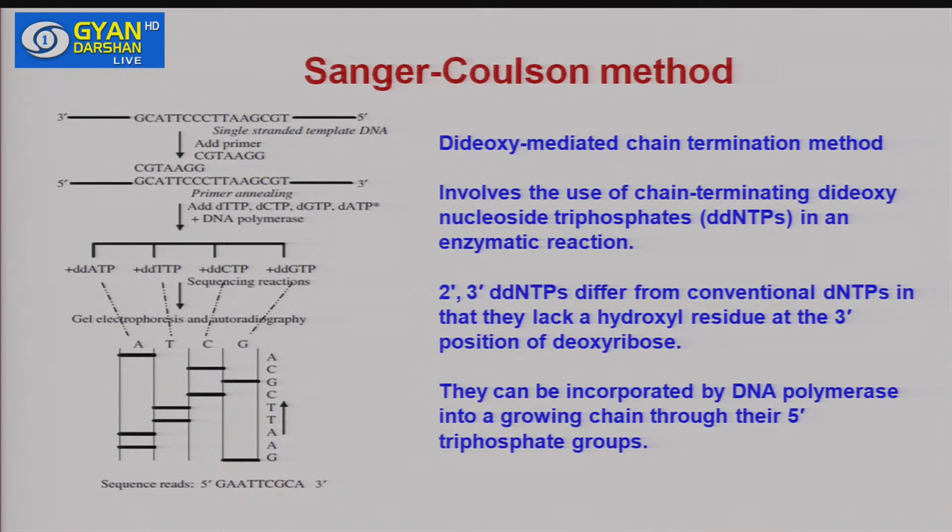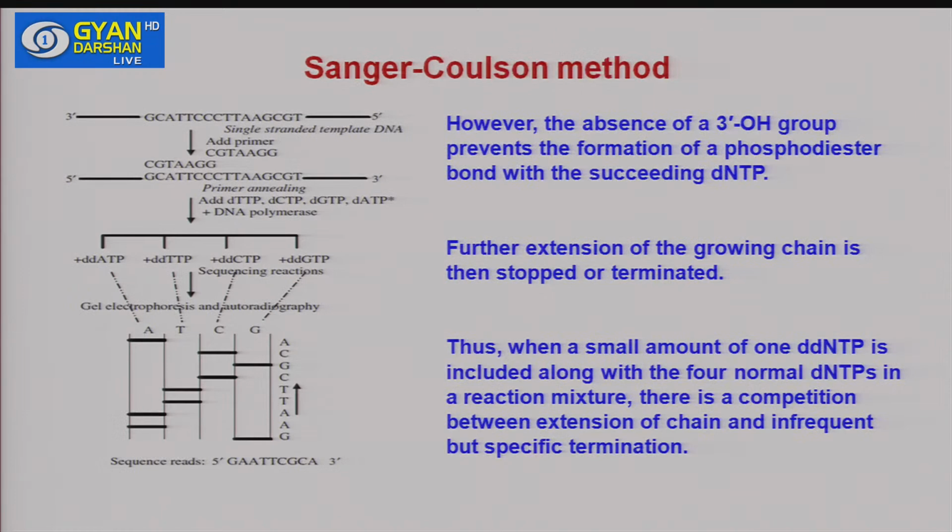Now what is the difference between ddNTPs and dNTPs? The ddNTPs differ from dNTPs in that they lack a hydroxyl residue at the 3' position of the deoxyribose. So they can be incorporated by DNA polymerase into a growing chain through their 5' triphosphate groups. So this is the principle. So basically it's also called the chain termination method. Why is it called the chain termination method? You will be able to understand right now.